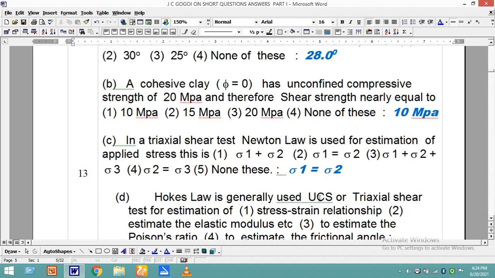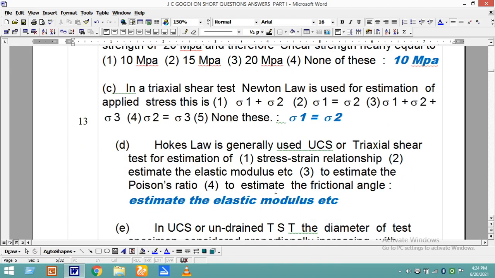Hooke's law is generally used in UCS or triaxial shear test for estimation of stress-strain relationship, to estimate elastic modulus, to estimate the Poisson ratio, or to estimate the frictional angle. Stress-strain relationship is primarily necessary to estimate the elastic modulus. So the answer is to estimate the elastic modulus, which is a resultant of stress-strain relationship.